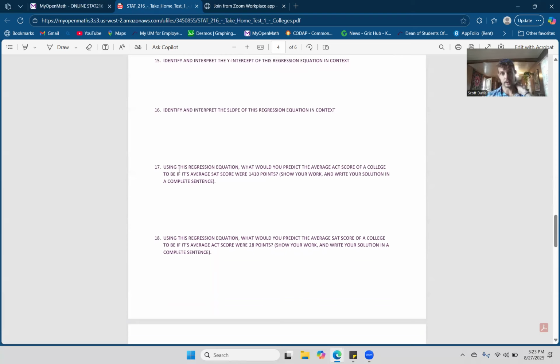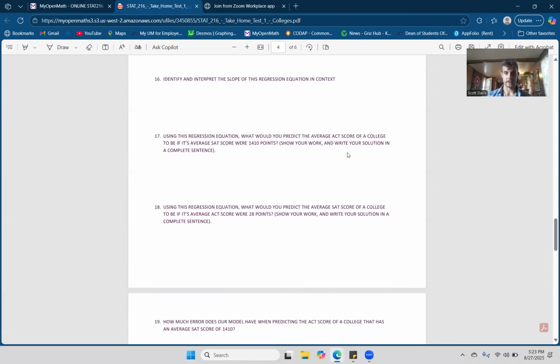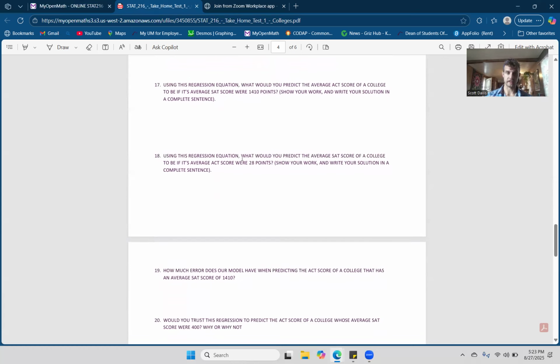Then use that equation to make some predictions. One is, what do you think the average score would be if its SAT score were 1410? This is of a university. Write your solution as a complete sentence.